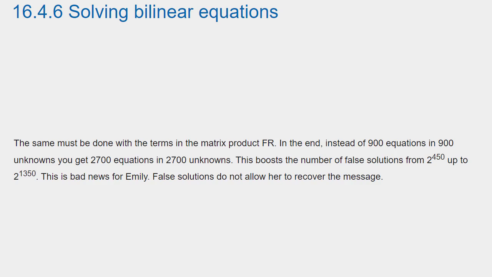In the end, instead of 900 equations in 900 unknowns, you get 2,700 equations in 2,700 unknowns. This boosts the number of false solutions from 2 to the power 450 up to 2 to the power 1,350. This is bad news for Emily. False solutions do not allow her to recover the message.